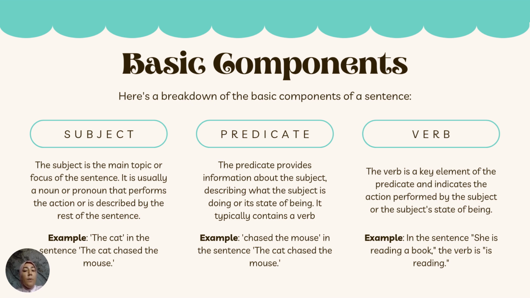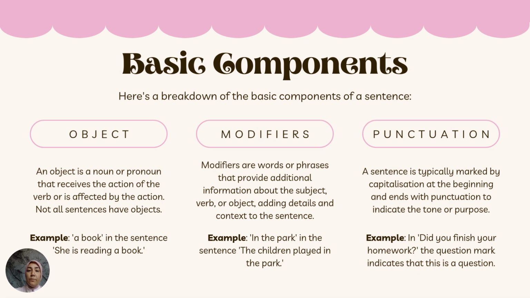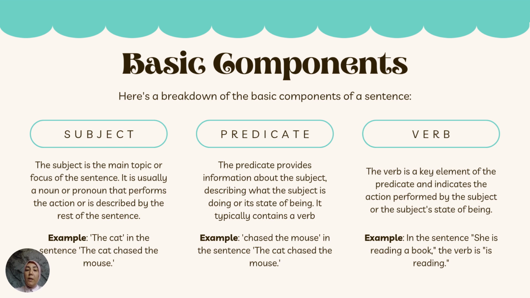And the verb is a key element of the predicate and indicates the action performed by the subject or to the subject or shows the state of being of the subject. In the sentence, she is reading a book, the verb is reading. So read is a verb and it is indicating the action which is done by the subject. There are some other components of the sentence. The ones that we listed, subject, predicate, and verb, these were the main basic components of the sentence.